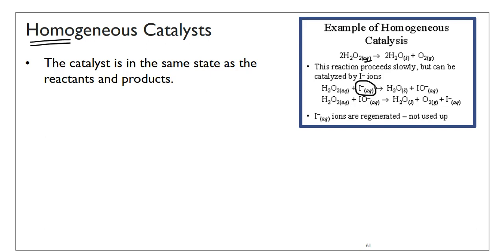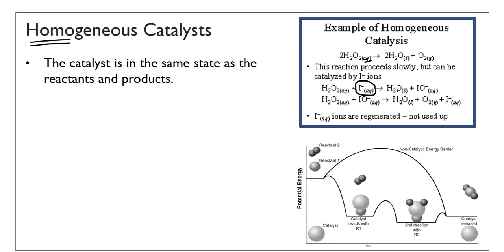The good thing about homogeneous catalysts is that they can be mixed really thoroughly with the reactants because they have the same state. Most of the time they're both aqueous. But the issue, of course, is it's a little bit harder to recover the catalyst once the reaction is finished, because in this case it's mixed with the product, so it takes a little bit of time to separate the two if you want to reuse the catalyst. Otherwise, you're just going to dilute the solution over time.